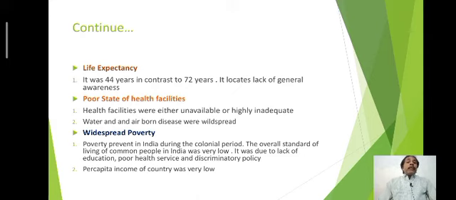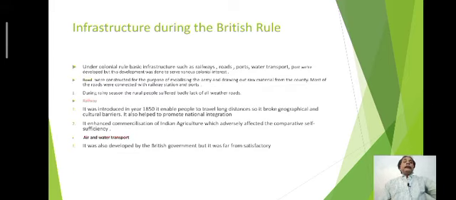Why do we say poverty was all around? Because at that time the per capita income of the country was also very low. In this way, we can say that the demographic conditions of India at the time of independence were not up to the mark.